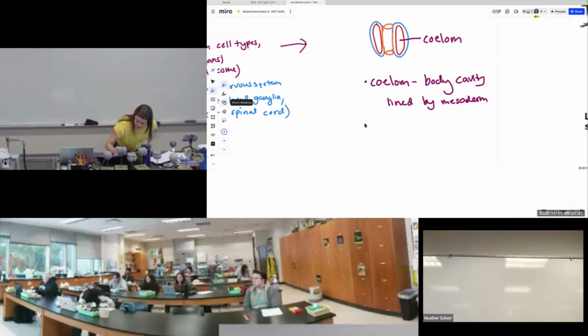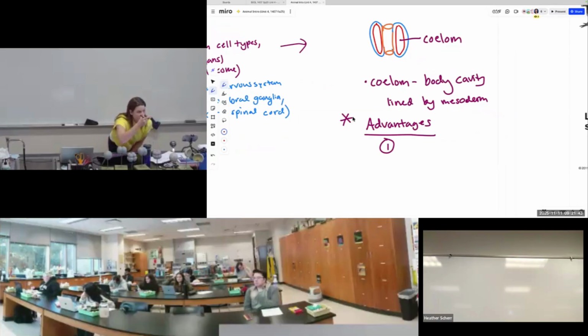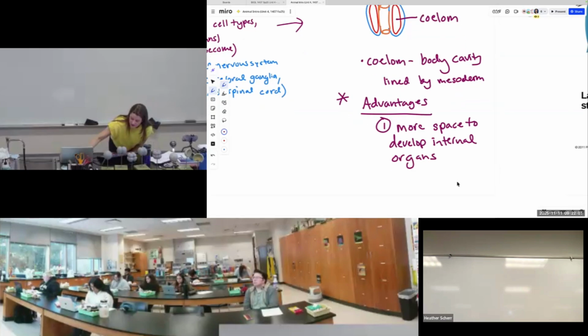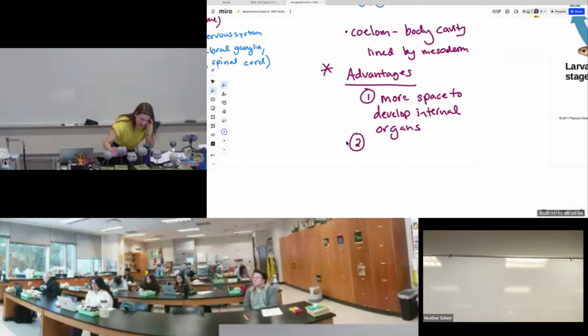What are the advantages of this? And you'll need to know this. This is directly on the exam, the advantages of a coelom. We said it develops the internal organs, so there's more space in there instead of all the tissue being stuck together. More space to develop internal organs. The organs are also more cushioned because of the fluid in there. So if you get hit on the outside, the organs aren't right up against it.